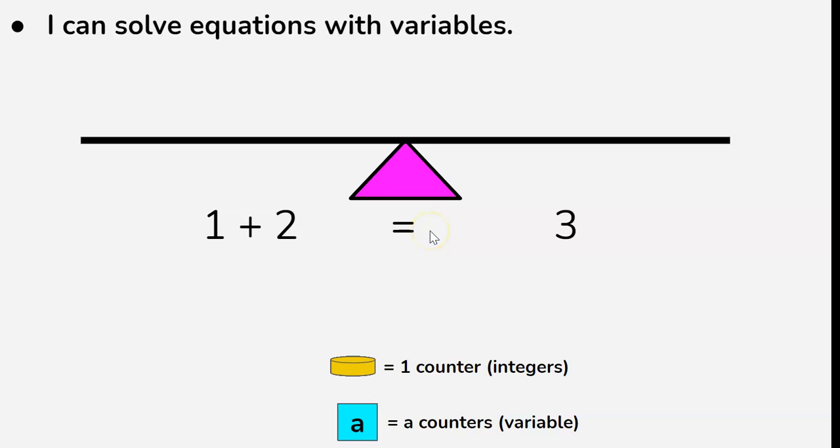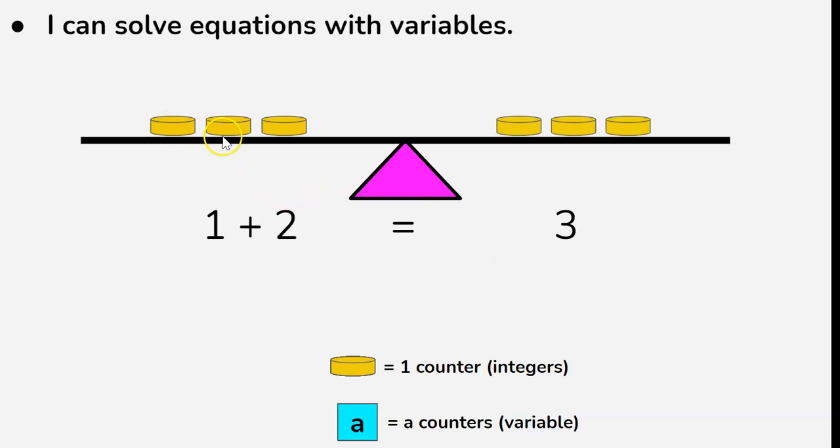So here's an example of a very simple equation. And you can see we have a balance here that's nice and level because the equations have to be equal. So this is basically just saying an equation means that if you have 1 plus 2 on one side, that total value over here is 3. So the value on the other side also has to be 3.